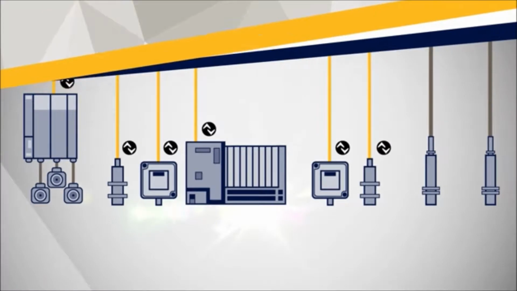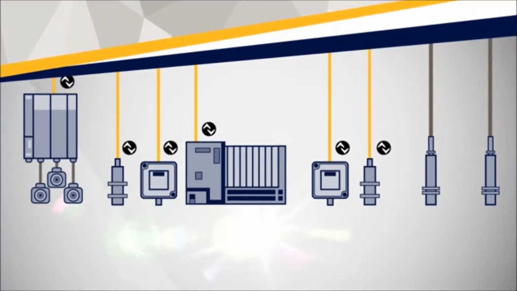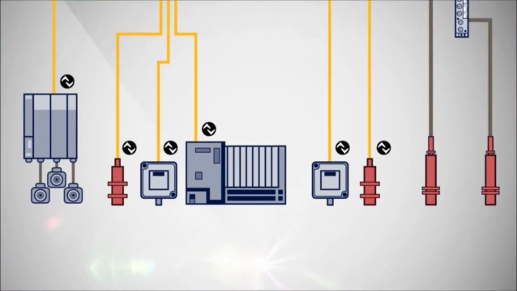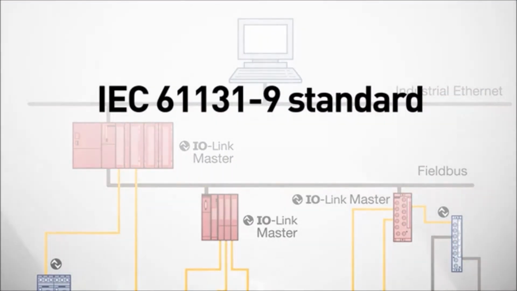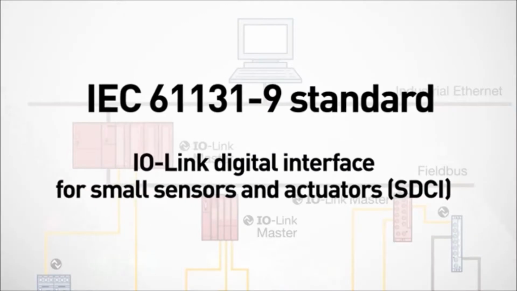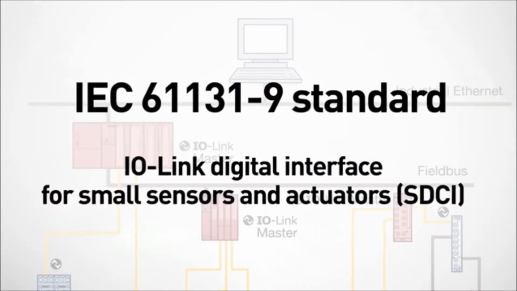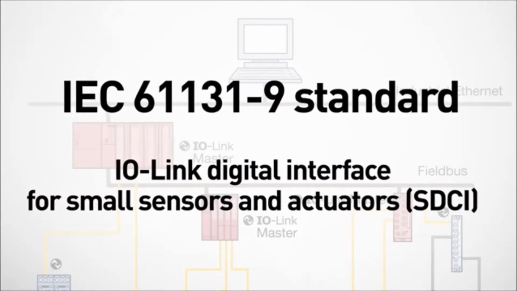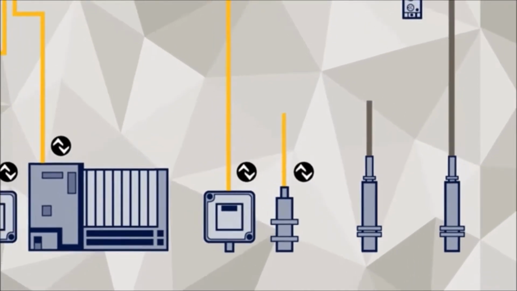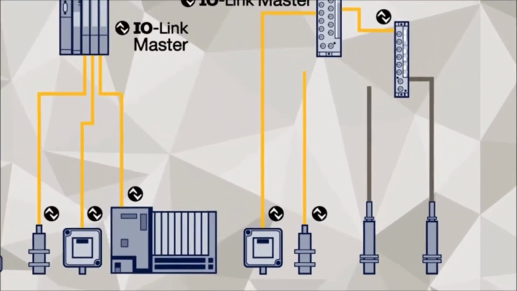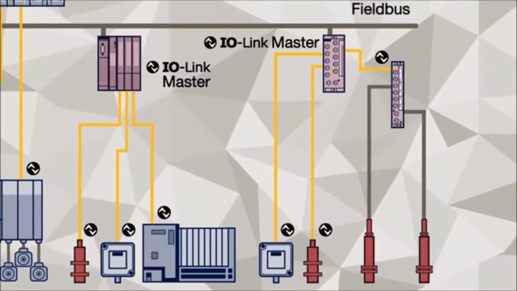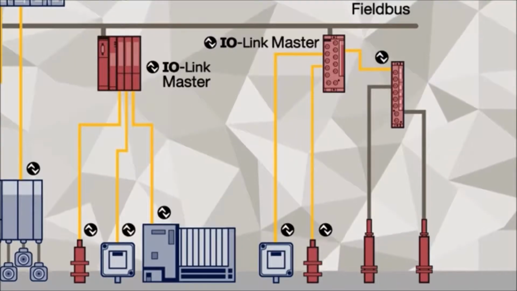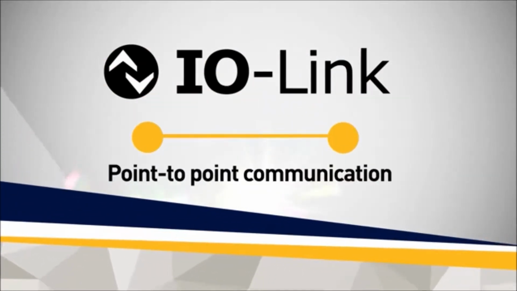I/O Link is a communication system for the connection of intelligent sensors and actuators to an automation system in the IEC 61131-9 standard under the name of the I/O Link Digital Interface for Small Sensors and Actuators, SDCI. The standardization includes both the electrical connection data as well as a digital communication protocol via the sensors and actuators, which can communicate with the automation system in data exchange. I/O Link is a point-to-point communication and not a field bus.